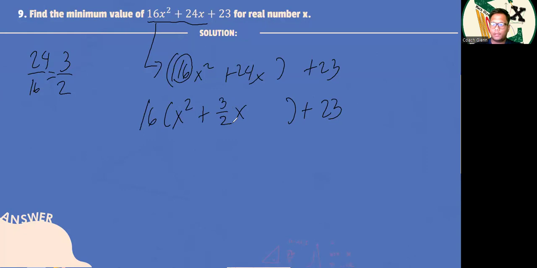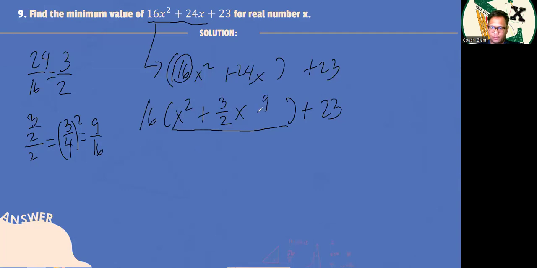Okay. Next, we want to do completing the square. So we want to make this a perfect square trinomial. To do that, all we need to do is first get 3 halves divided by 2. So that's just equal to 3/4. After dividing it by 2, you just need to square this. So that's going to be equal to 9 over 16.